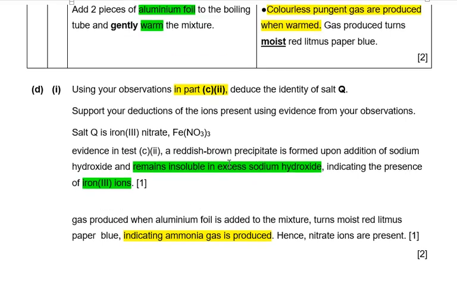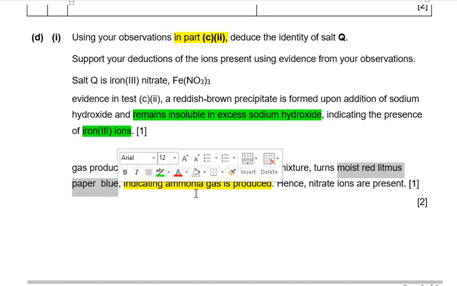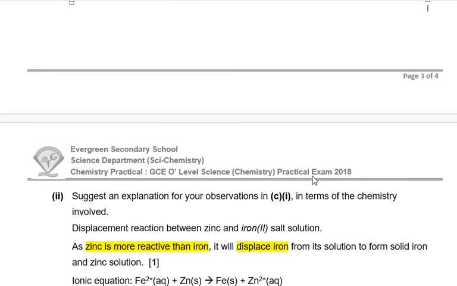And then, what about the anion present? Now the gas produced, when aluminium foil is added to the mixture and warmed, actually turns your moist red litmus paper blue. This indicates the presence of ammonia gas, which means that your nitrate ions are present. So 1 mark each, this will be 2 marks.